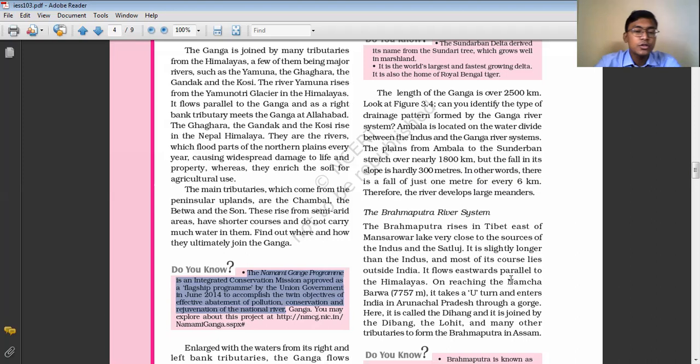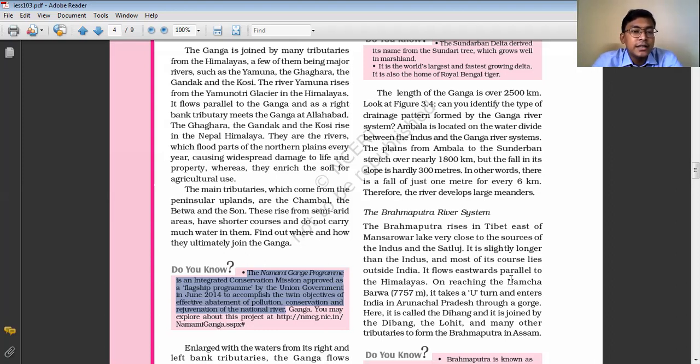You can have some more information about this Namami Gange program in the link which has been given here: nmcg.nic.in/NamamiGange.aspx. If you access this link, you will be getting various information and data, such as where the river Ganga is more polluted and what the main causes of its pollution are.